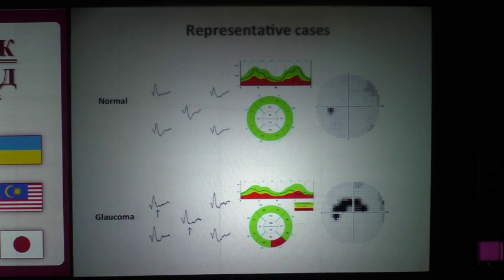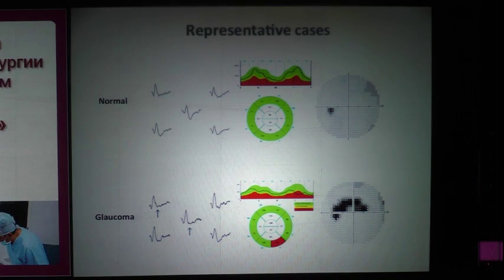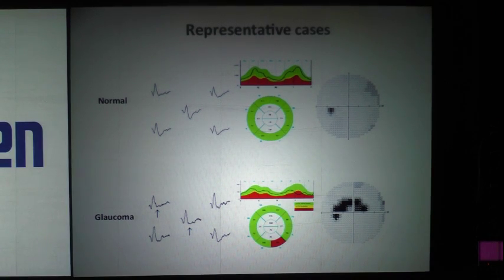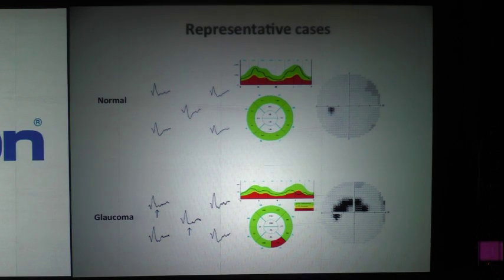Let's see two cases. The upper side is the ERG, RNFL thickness, and retinal sensitivity of a normal volunteer, and the lower is those of a glaucoma patient. There is a visual field defect on the upper side of the macula, and N2 amplitude and RNFL thickness decreased in the corresponding areas.